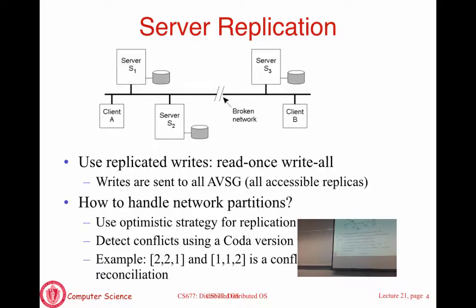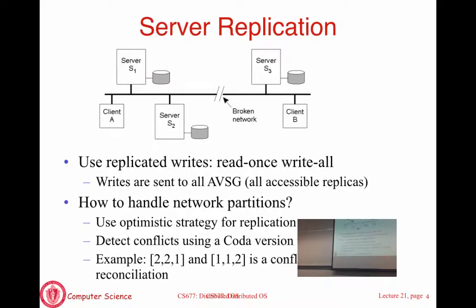So it will say that as far as I know, these other two systems still have the old version of the file. Client A does the same thing, it goes and updates the file. Now S1 and S2 can increment their versions, but they cannot send it to S3 because of the disconnection. So you will see that as far as S1 and S2 are concerned, they will assume that the version of the file is 2 to 1.